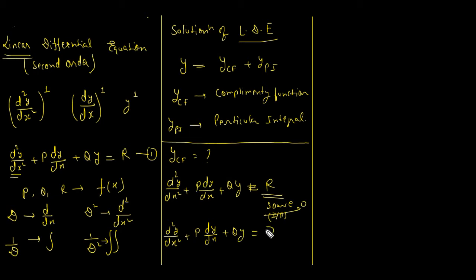We said complementary function, we have set the input equal to 0, but still we have a differential equation. So this part of the differential equation forms the auxiliary equation. This equation is known as the auxiliary equation. The solution of this auxiliary equation will give us the complementary function of the final solution.